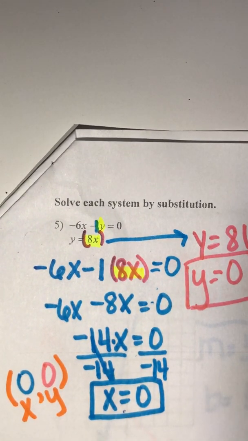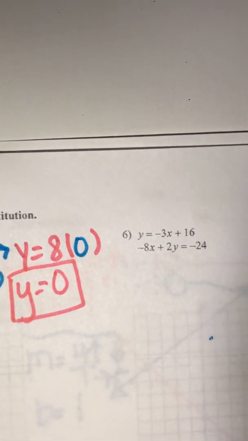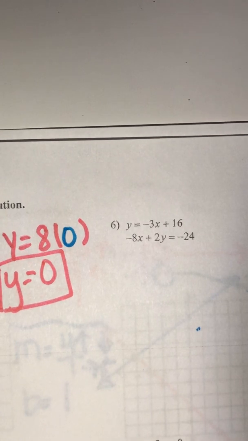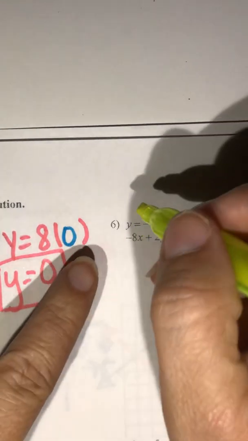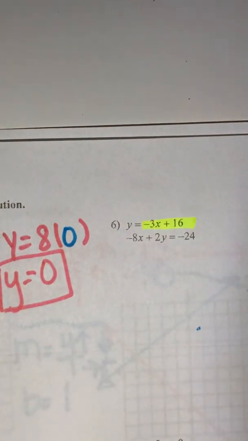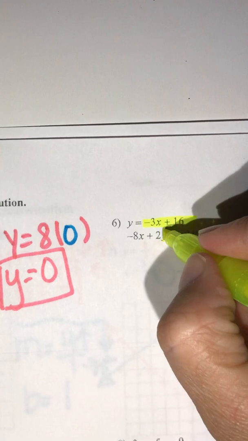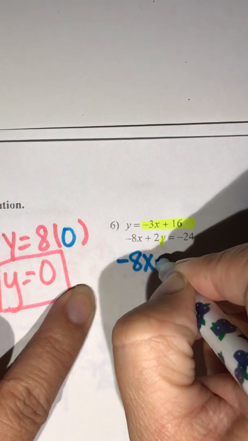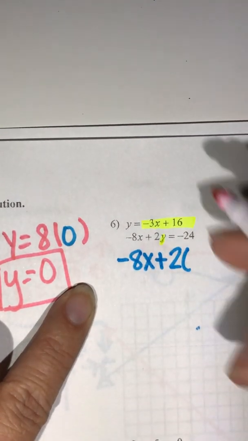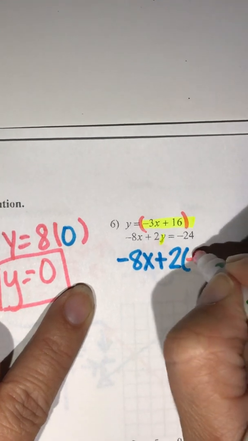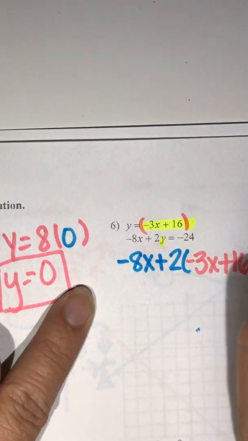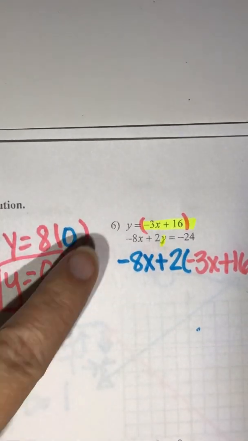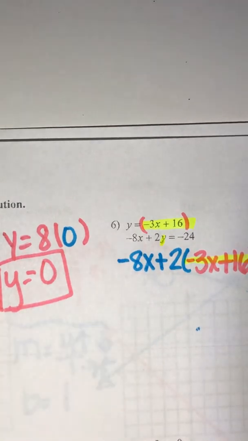All right, next one is number 6. Okay, number 6, my y is all by itself. It's equal to all of this information. And so I'm going to plug that in for the y that's right here. So as I write that down, negative 8x plus 2 times everything that y is equal to, and y is equal to all of that. So negative 3x plus 16 equals negative 24. Again, the y, I plugged in all of the stuff for the y.